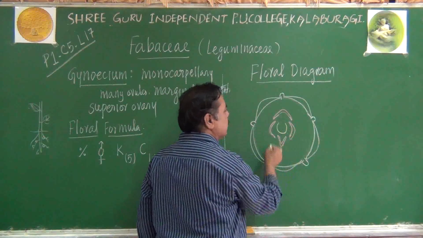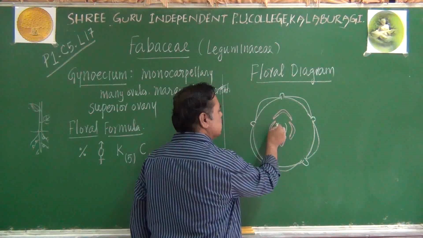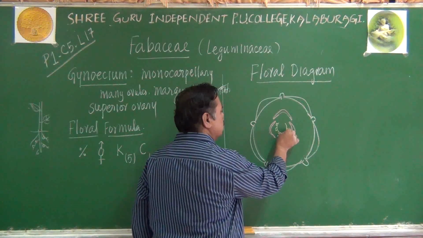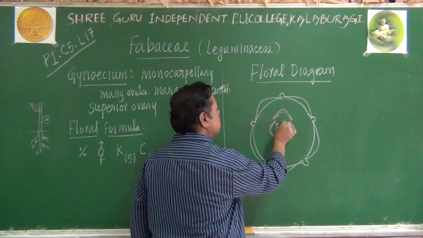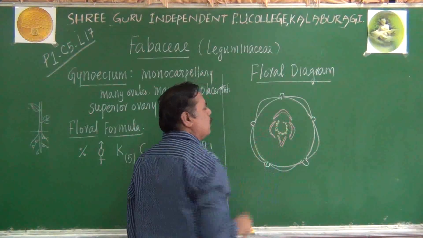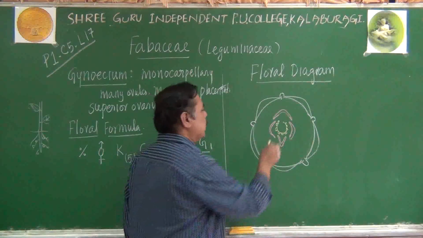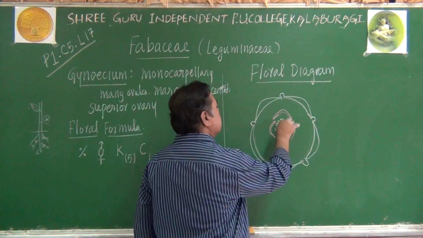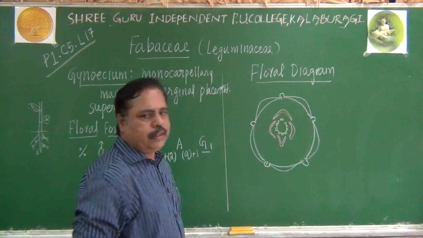Imagine this is the androecium where 9 stamens, 1, 2, 3, 4, 5, 6, 7, 8 and 9 stamens I have drawn. Remaining one stamen should be drawn separately, diadelphous. They are not united, they are separated.